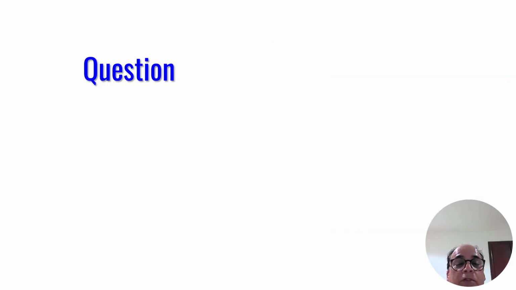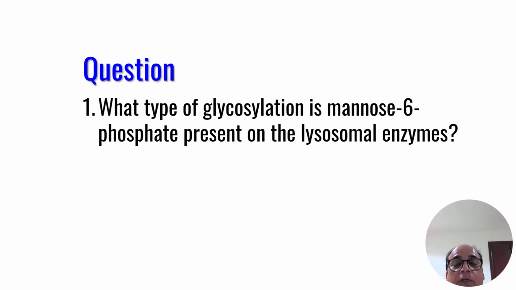So let me pose a question and see if you can answer that. The question is, what type of glycosylation is mannose 6-phosphate, which is present on the lysosomal enzymes? The answer is that this is an N-linked glycosylation which starts in the rough endoplasmic reticulum and is finalized in the cis Golgi sac of the Golgi bodies.